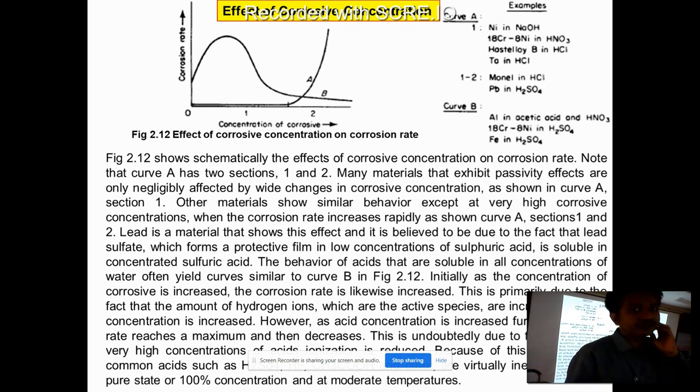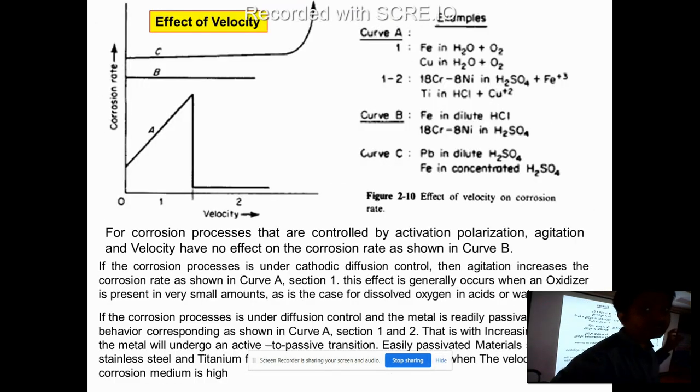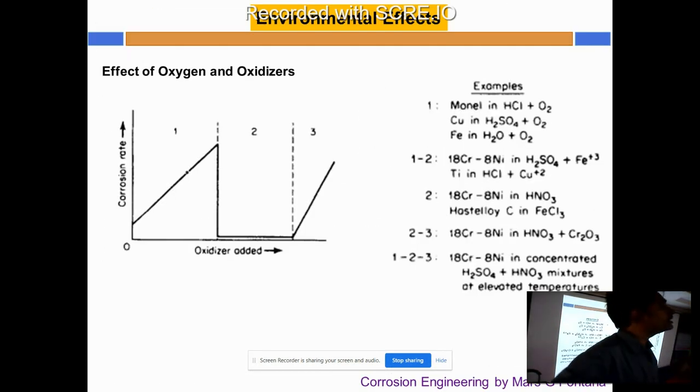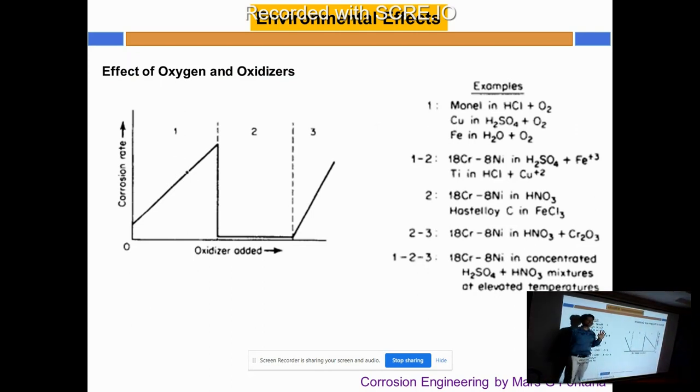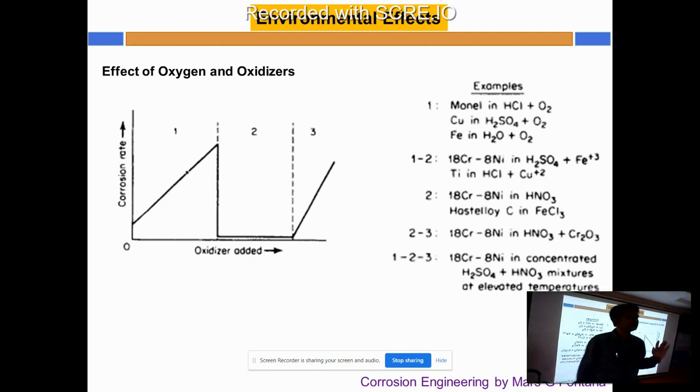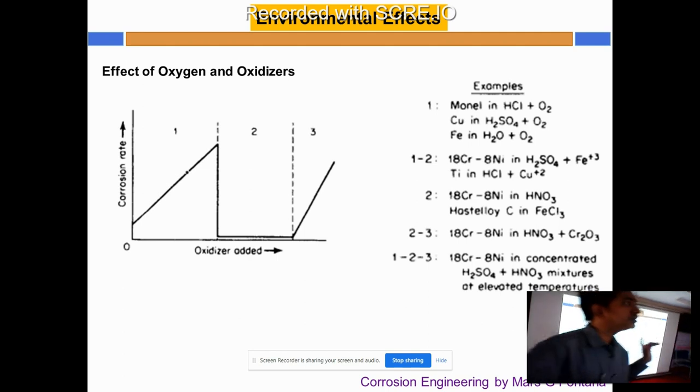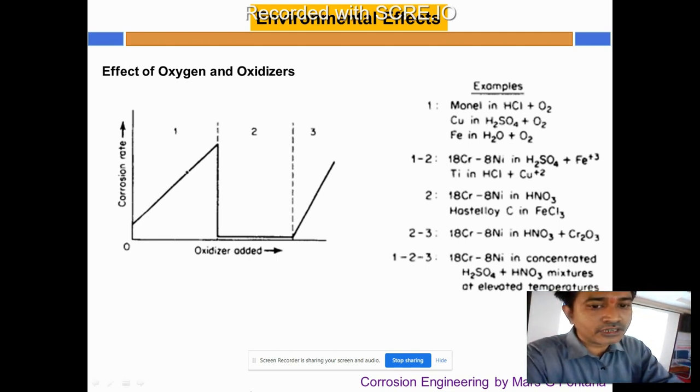Okay, fine. So any doubts? I have discussed four concepts: effect of corrosive concentration, effect of temperature, effect of velocity, and then effect of oxidizing agents. For each, I have discussed two or three sections with examples. Any doubts? Okay. So I'm stopping here. I'll move to the next concept in the next class.